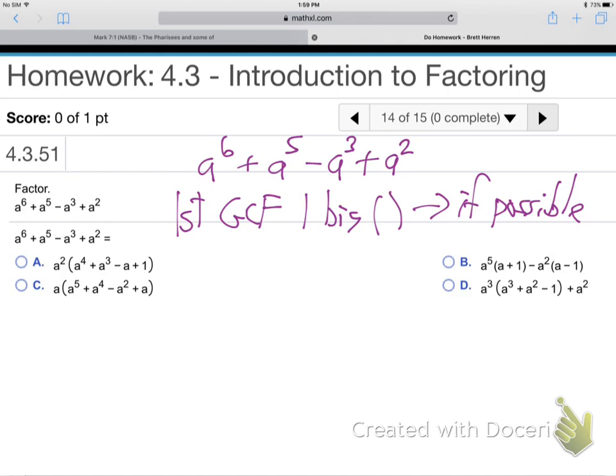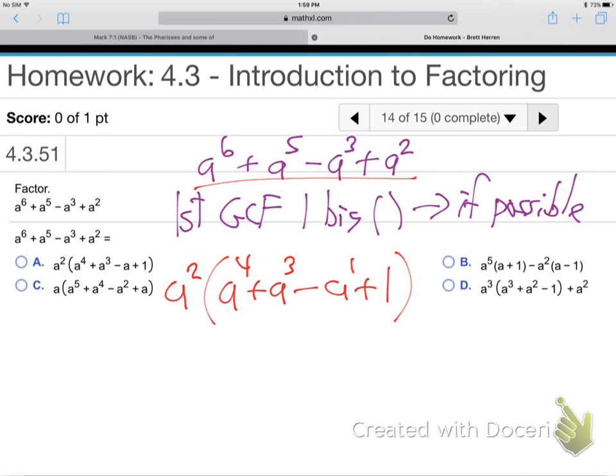How y'all doing? Is that working out? So all of them take the lower power, a squared, right? That leaves a to the 4th, a to the 3rd, a to the 1st, plus 1. Just 1 there, because you'd have to go to a squared times 1 to go back to a squared. Everybody good with that so far? Now, I think that's all we can do, because if we tried to go further, we won't get a match.